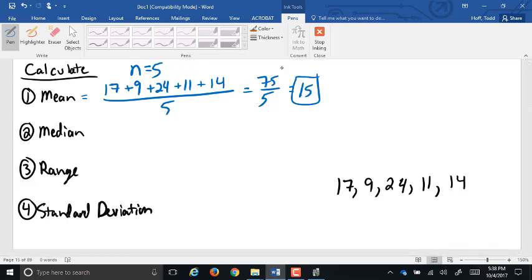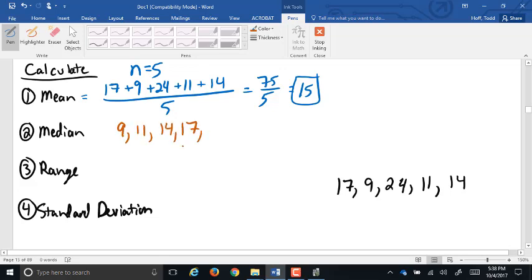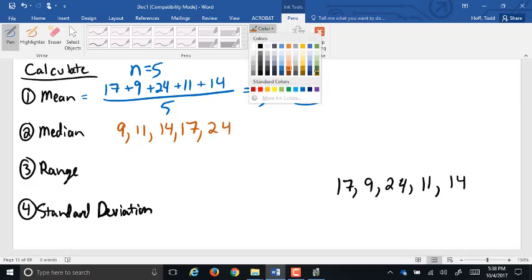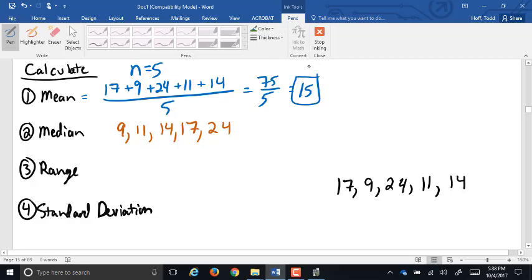The median. What do we have to do for the median? Put them in order. So it's going to be 9, 11, 14, 17, and 24. Then what? Some of you just crossed off the ends until you got to the middle. And that works. Obviously, you can just look at this one and see that 14 is in the middle.